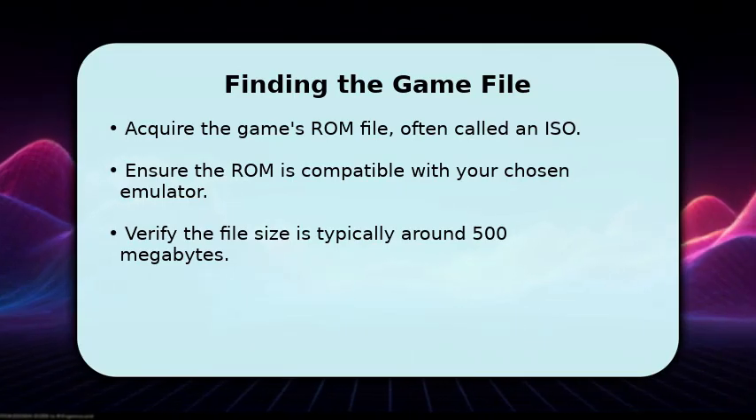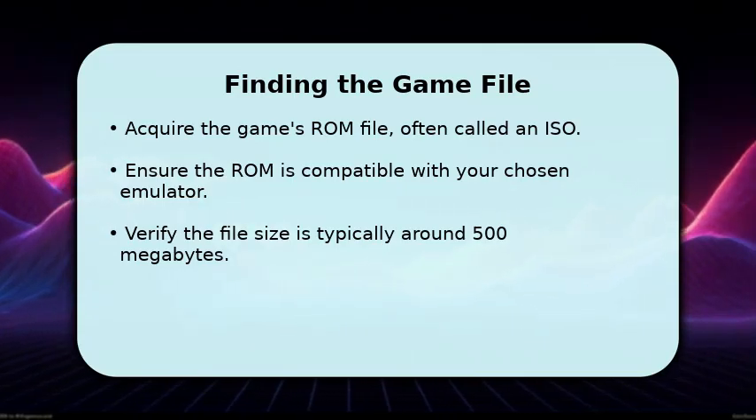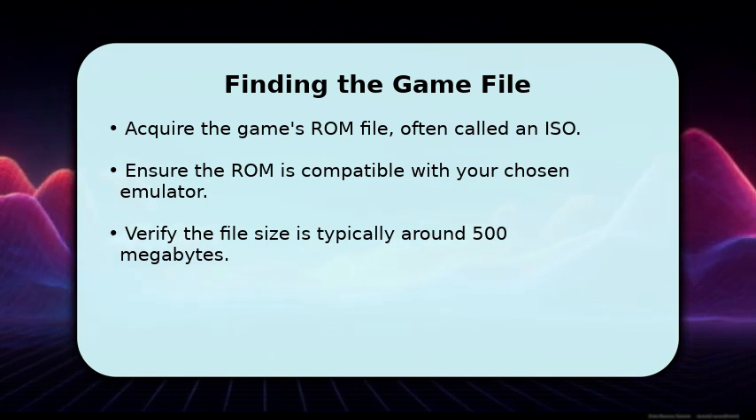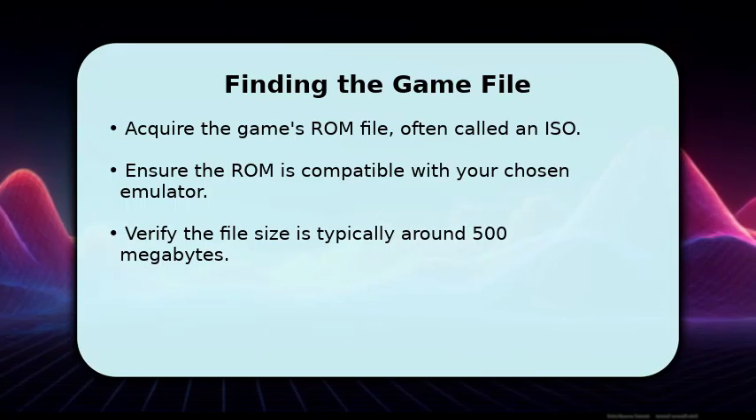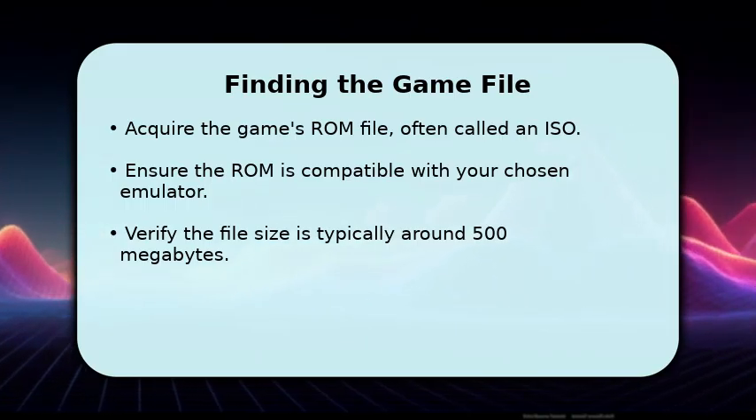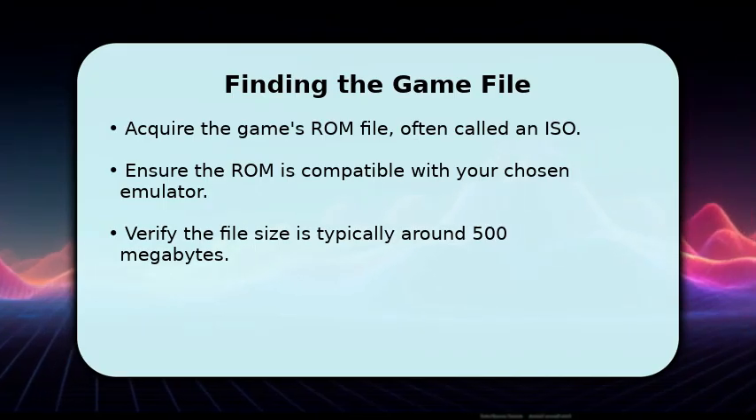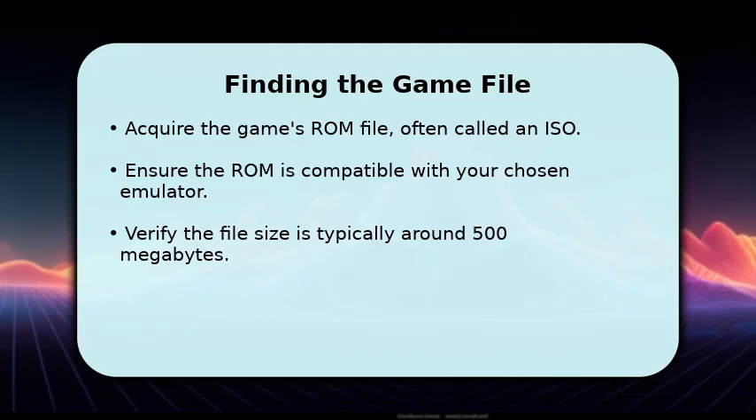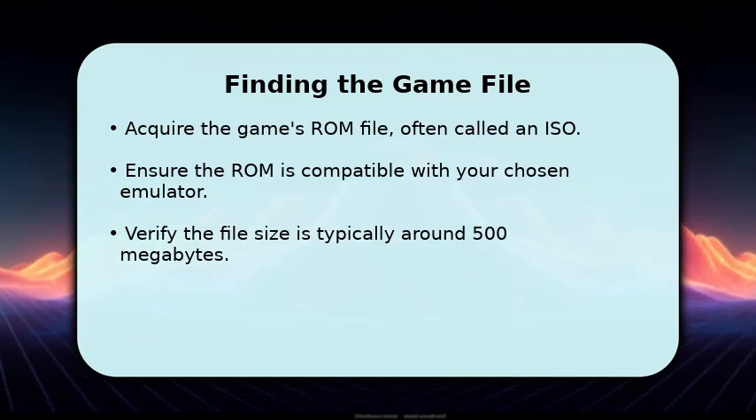Next, you'll need the game file itself, often referred to as a ROM or ISO. This is essentially a digital copy of the game disc. You'll want to find a version that's compatible with your emulator. Always ensure you obtain game files legally, for example, from a disc you already own. The file size is usually around 500 megabytes.